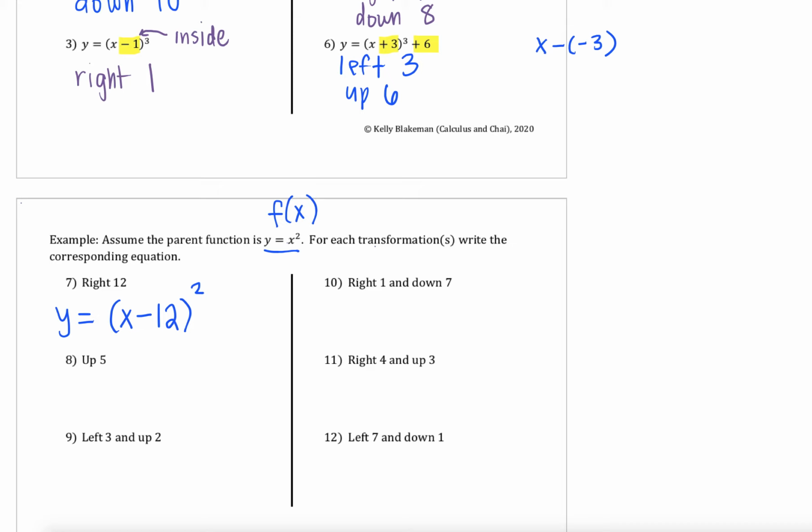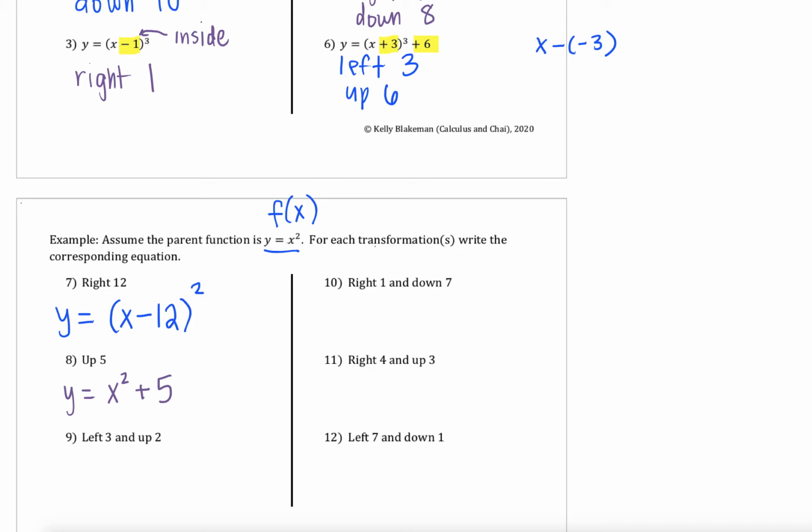Let's look at example 8. In example 8, we're going up 5. That would be a vertical shift. Do vertical shifts happen inside or outside the function? Vertical shifts happen outside the function. What that tells me is that the x squared is not going to change. There's going to be nothing different inside that square. I'm left with an x squared. But since I'm going up 5, I want to add 5 to that entire x squared.